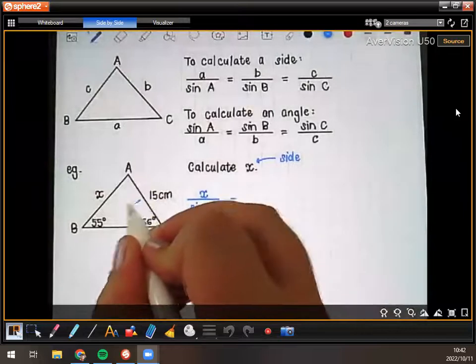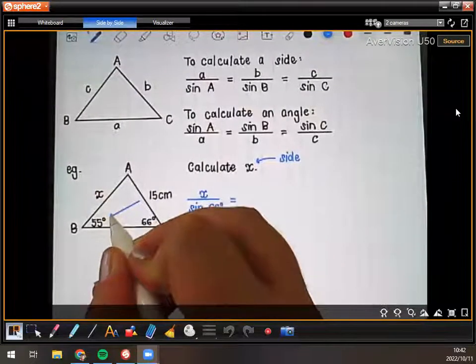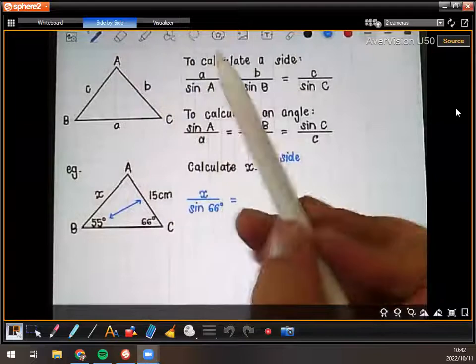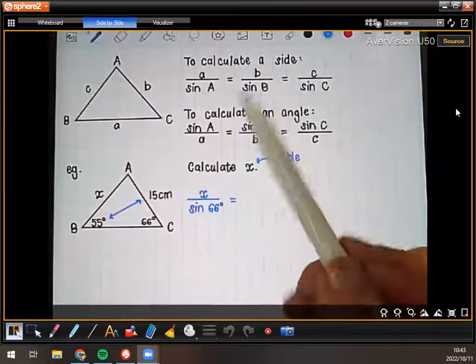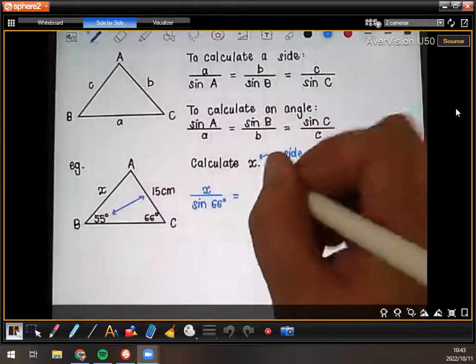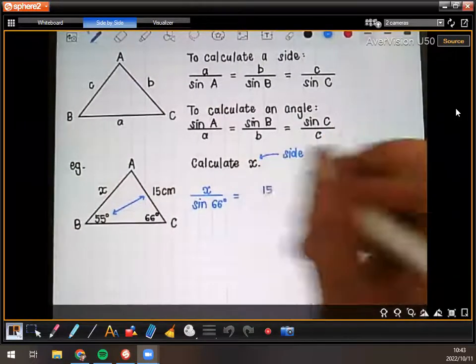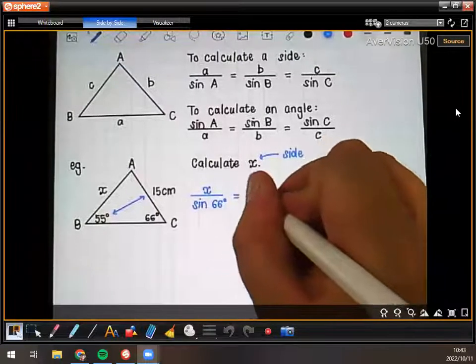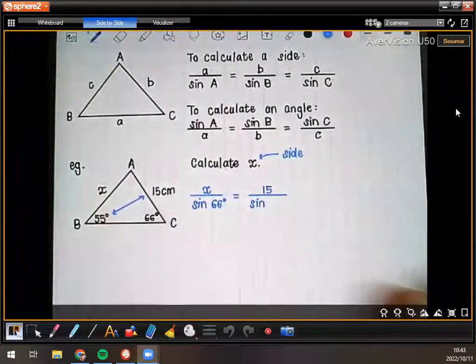So I'm looking at this proof here, right? 15 and 55. Right, so we see that we have that. So now I started with the side at the top. So in my second fraction, I also have to write the side at the top. Right? See, what did I say here? Side over angle equals side over angle. Okay, so the one side that we do have is 15. So we're going to put that over sine of the opposite angle, which is 55.